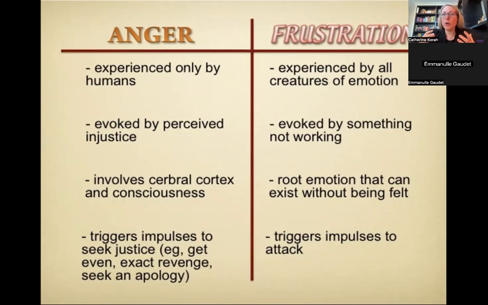Many times, if you think about the flight, fight, freeze response from the sympathetic and the parasympathetic nervous system, this is what we're talking about. So the fight response is the frustration. In terms of anger, it often triggers the impulse to seek justice, to try to get even, to seek revenge, to seek an apology and so forth. Whereas frustration triggers the impulse to attack.